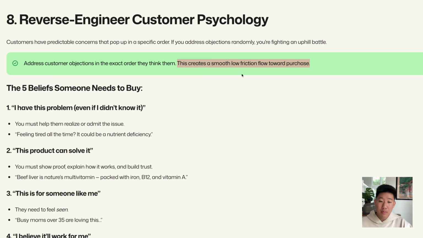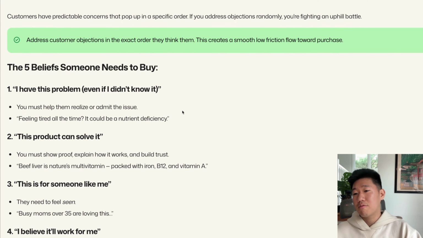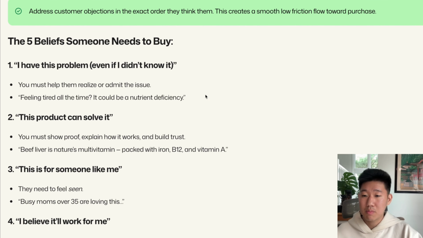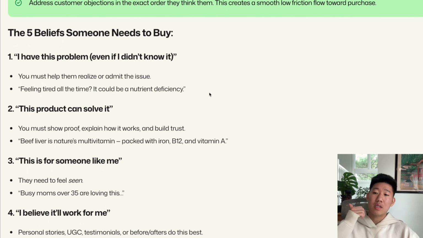This ultimately creates a smooth, low friction flow towards purchase. And this is the ultimate goal, right? So, 5 common beliefs that someone needs before they buy. They first need to know that they have the problem, and then you must help them realize this.